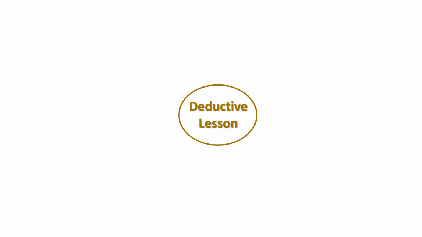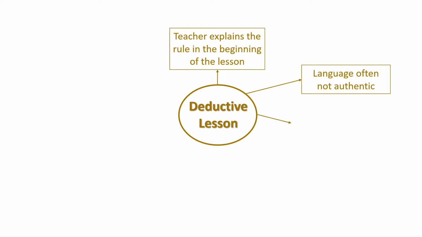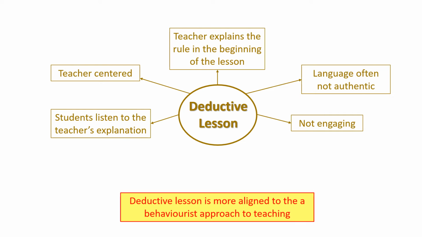So, on the whole, what is a deductive lesson? It is where the teacher explains the rule in the beginning of the lesson. Language is often not authentic. The lesson is not very engaging. Students are forced to listen to the teacher's explanation, which makes the lesson very much a teacher-centered one. So, on the whole, a deductive lesson is more aligned to a behaviorist approach to teaching.